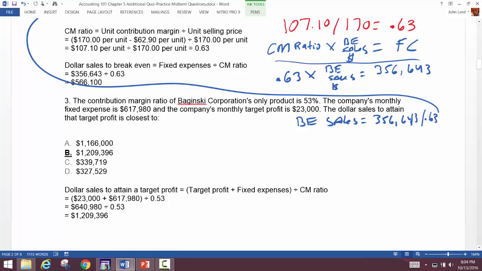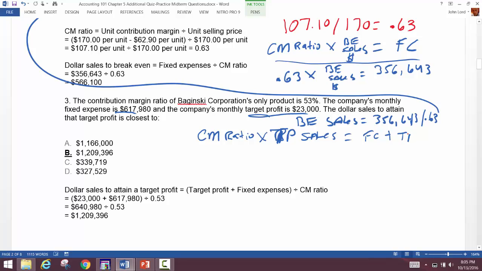Contribution margin ratio of Baginski Corporation is what? 0.53, and they give me the fixed expenses, and now the only wrinkle here is what? Target profit that comes in. So again, I set it up. Contribution margin ratio every single time times the what? Now it's not break-even sales. I guess target profit sales would be a better way of saying that. Target profit sales has to equal my fixed cost plus what?